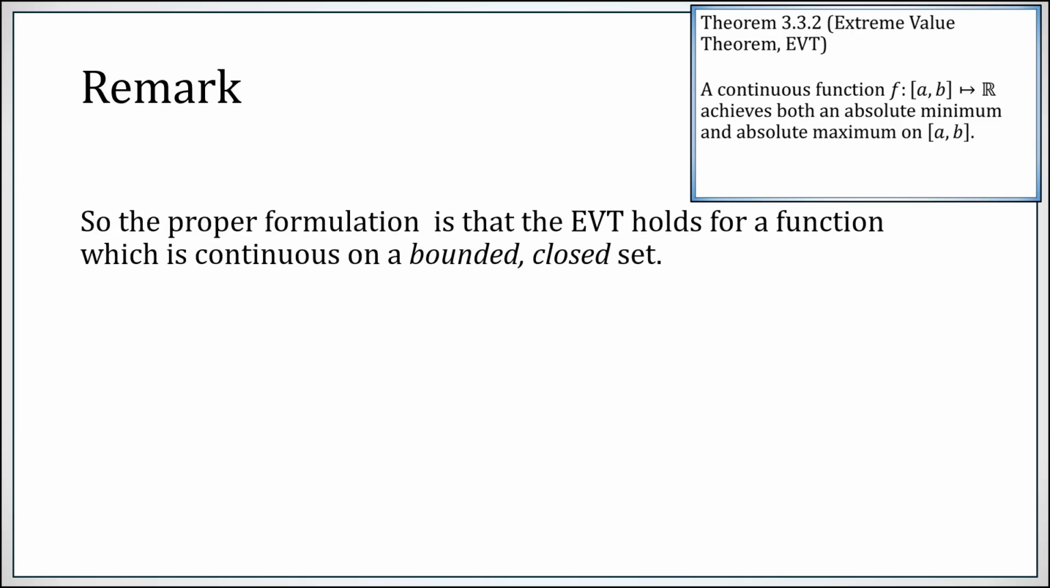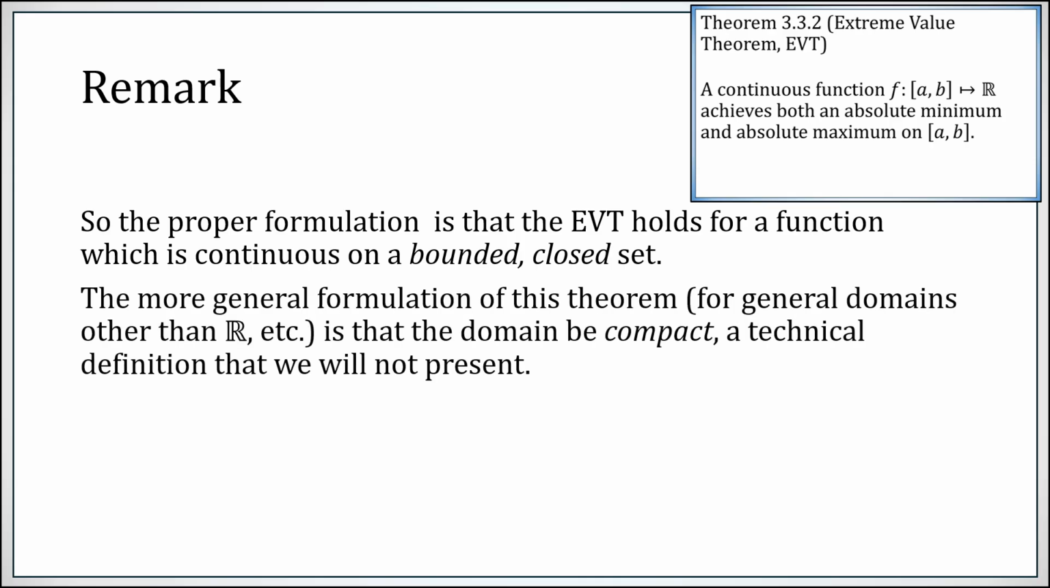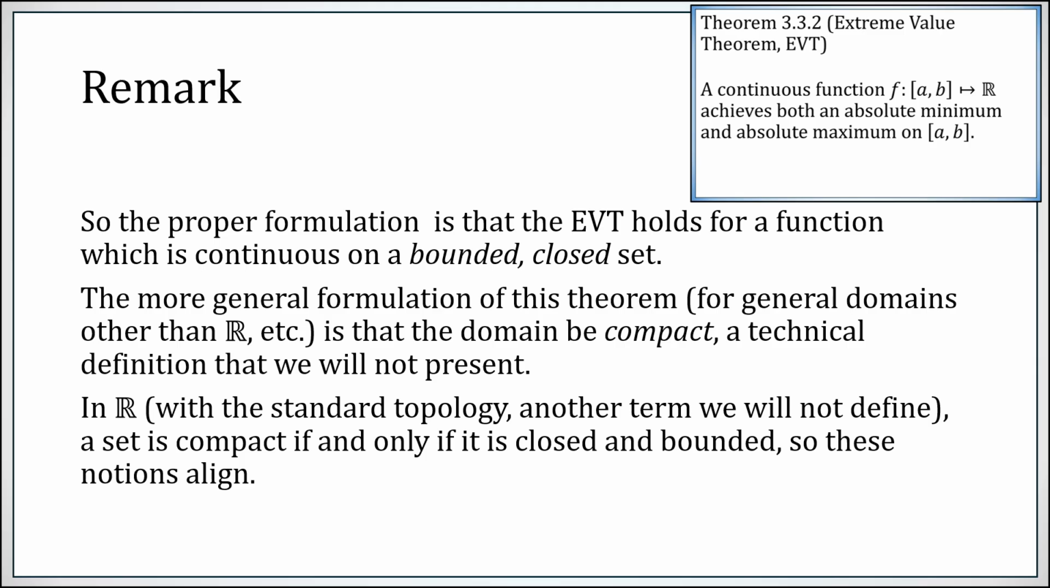Now, the proper formulation in a broader analysis sense is that the extreme value theorem holds for any function that is continuous on a bounded closed set, or more generally a compact set. Now, the technical definition of what makes a set compact is something that we're semi-intentionally avoiding. It's possible to avoid working with compact sets when you're restricting yourself to analysis on a single real variable. If you start trying to apply these definitions to more general contexts, you really want to talk about compact sets. So we're not getting into compactness.